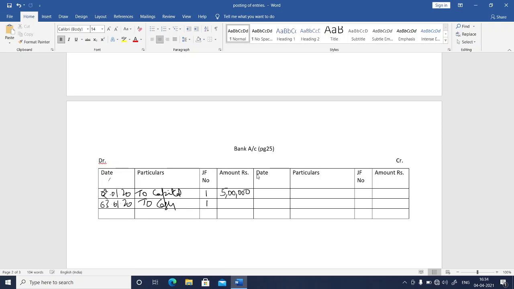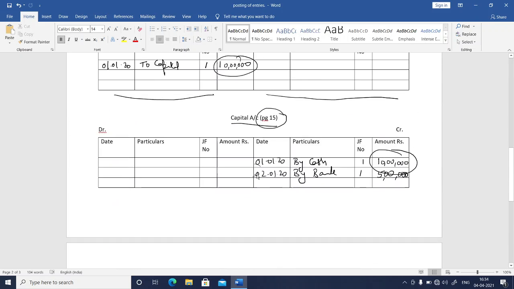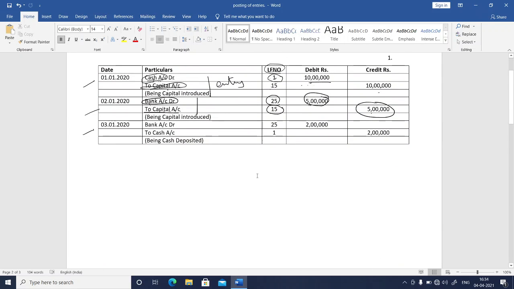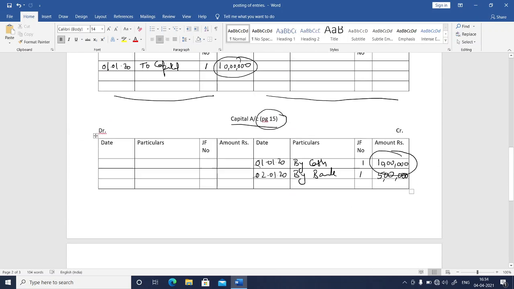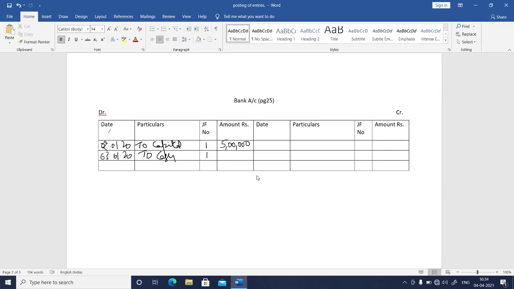Again, this is coming from the first page of the journal. That is why I've written JF number as 1 here. And the amount is 2 lakh. Bank account has to be debited with 2 lakhs. So I have written 2 lakhs on the debit side.